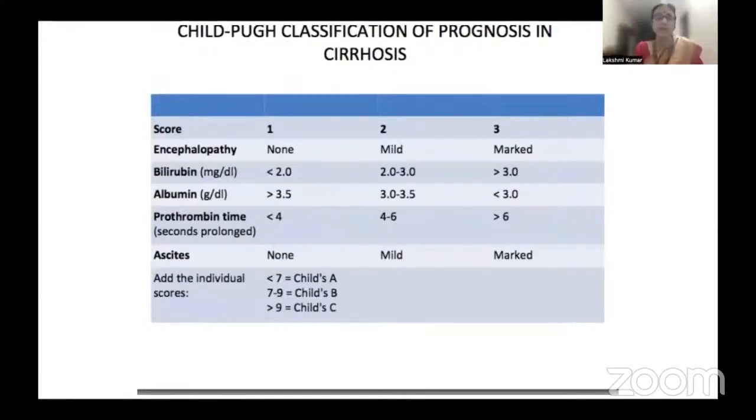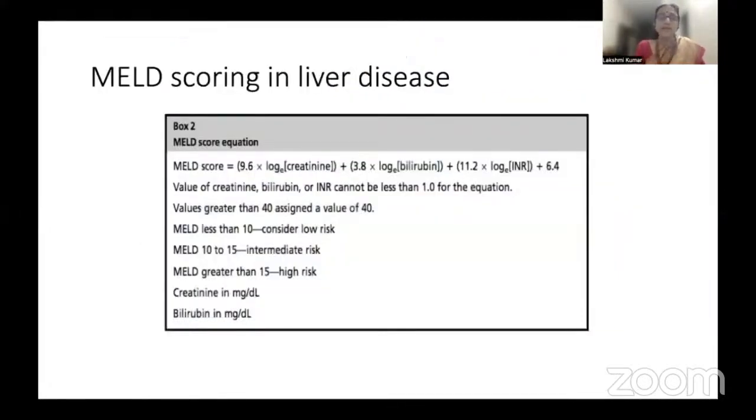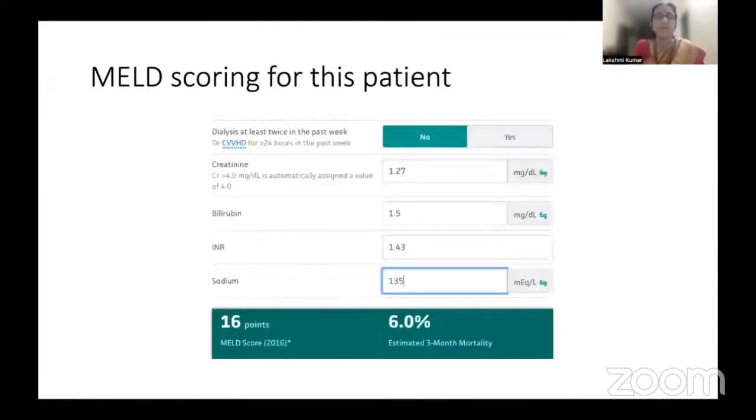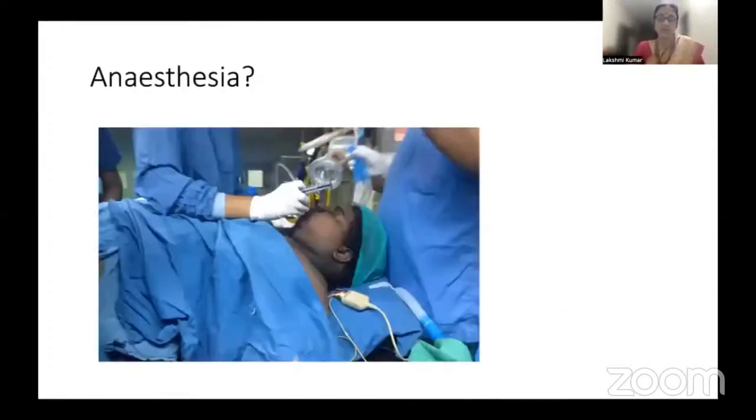Right? So this is something that you all know, the Child's classification that looks at 5 variables. It has been criticized for not being objective, because encephalopathy and ascites can sometimes be subjective. It has been replaced by the MELD, which is far more objective and takes into consideration renal function, which is an important prognosticator of outcomes in patients with cirrhosis. So when most of us do the MELD calculation on an online calculator, this patient had a score of 16 with an estimated 3-month mortality of 6%, and he came into the Child B classification.